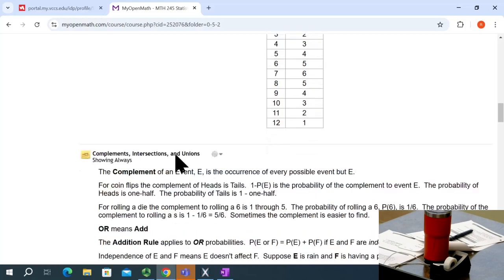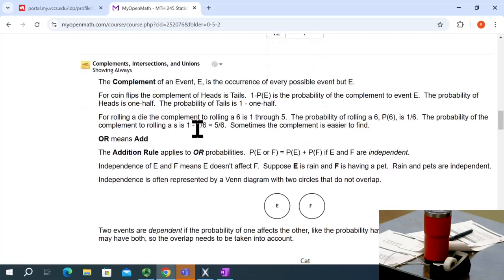Then there's things like this. This is the complement of an event. It is 1 minus the probability that the event occurs. And the only reason for this one is that sometimes it's easier to find the complement rather than find the number that you want.